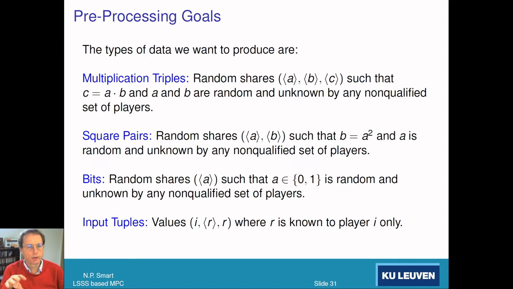Remember, the pre-processing goals are to produce multiplication triples, square pairs, bits, and these input tuples. We've already seen that the input tuples are in some sense already correct, because if you lie with the input tuples then you're basically only screwing over yourself, so there's no point in checking those. But what we've so far presented is only a passively secure algorithm for multiplication triples, square pairs and bits. So now what we have to do is turn those passively secure protocols into actively secure ones, and to do that we're going to use a process called sacrificing.